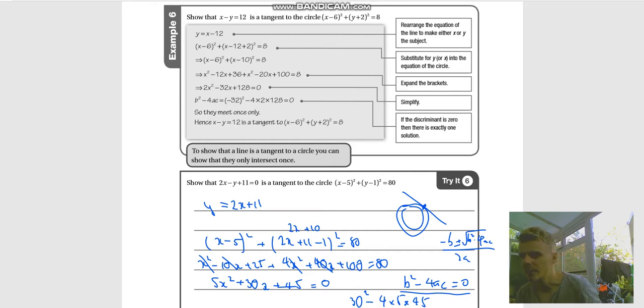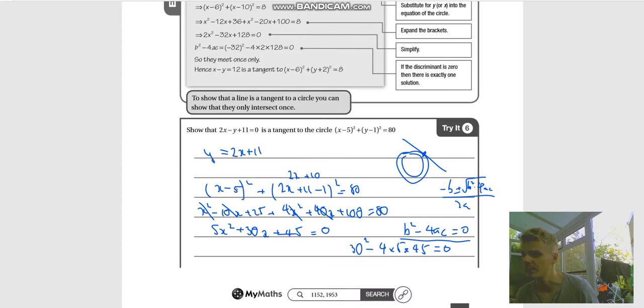Yeah, and of course they're both 900, so 30 squared is 900, and 4 times 5 times 45 is 900, so that does indeed equal 0. So 2x minus y plus 11 equals 0 is indeed a tangent, and you just write a sentence to that effect there at the end.